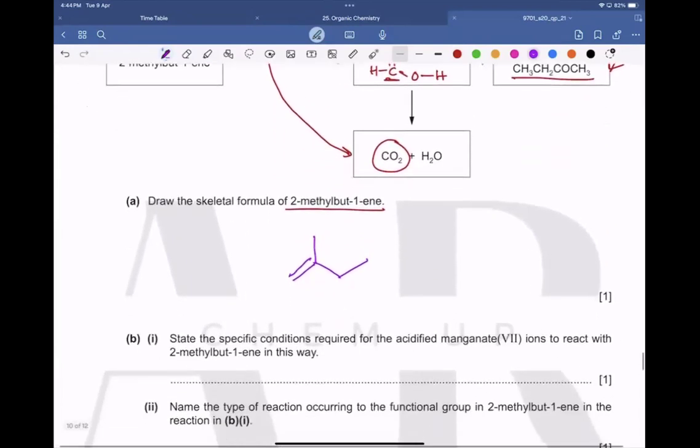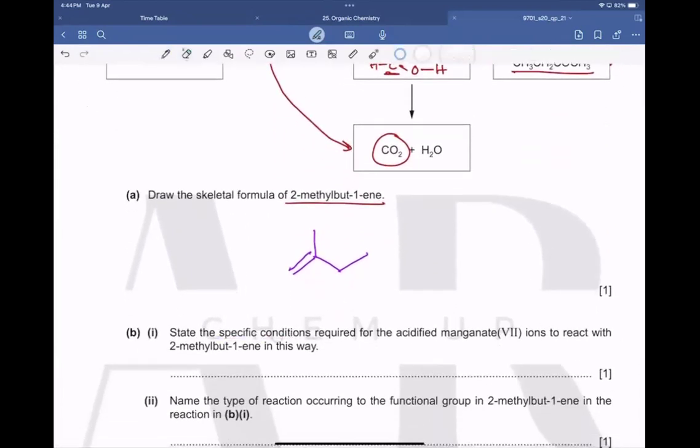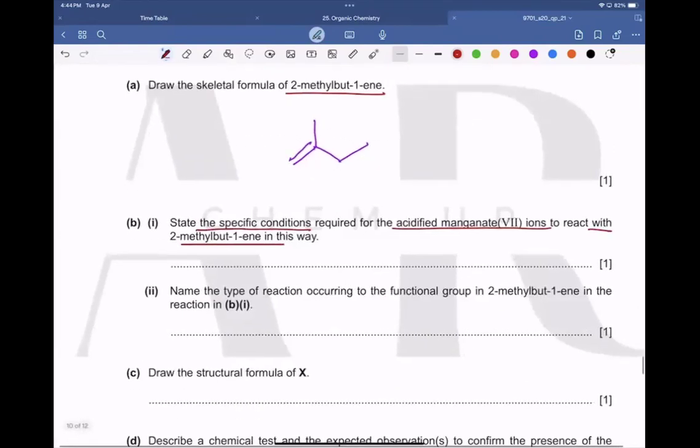Now, state the specific conditions required for acidified manganate ions to react with 2-methyl butene in this way. Yes, hot and concentrated. Very good. Acidified has already been mentioned, so the two conditions that we need are hot and concentrated. If it's cold and dilute, then we get the diol, right? Very good, Ishal.